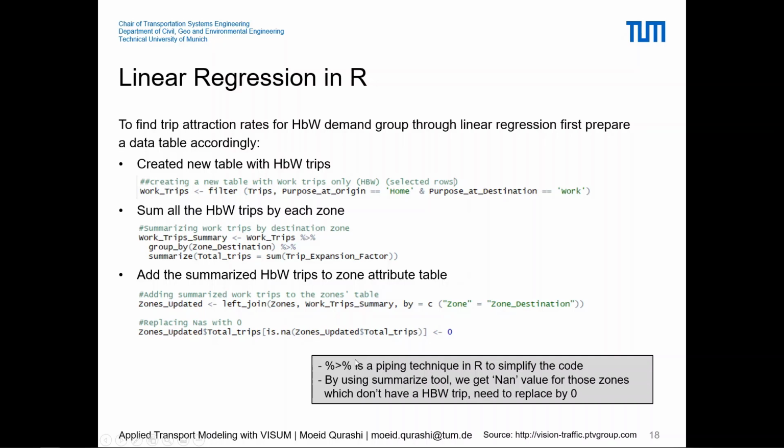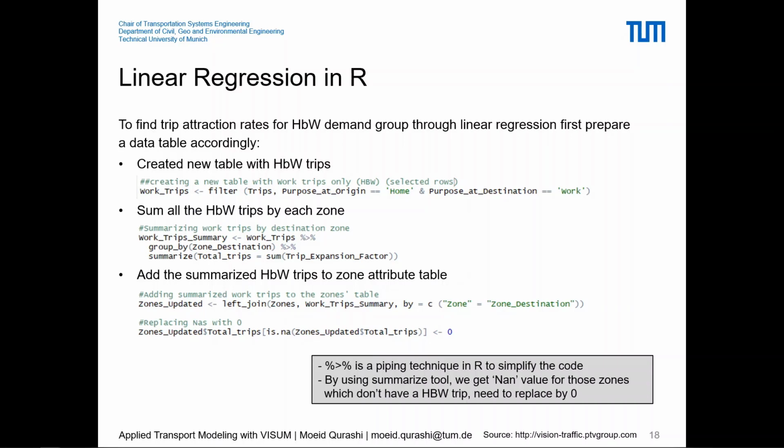So this is a very nice piping technique in R to simplify the code and reduce it a lot more. What we are doing is, first we group all the work trips by the zone destination, and then we take a summary saying that total trips is equal to the sum of trip expansion factor. So we are not just summing the records but the expansion factors.